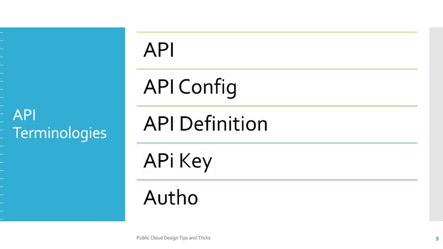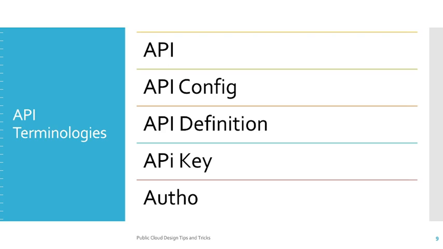Now let's try to understand some key concepts. What is an API? According to GCP API Gateway, an API is a REST interface that makes it easy for one application to consume capabilities or data from other applications. This is the basic fundamental of an API.